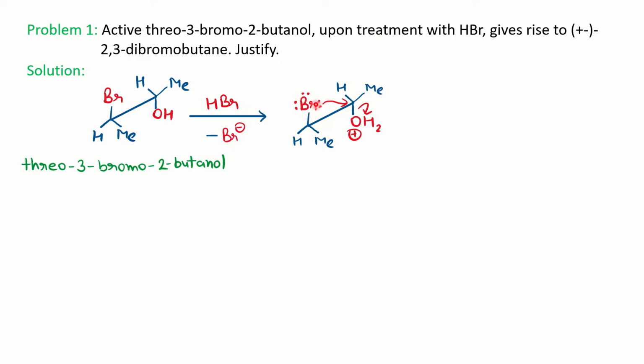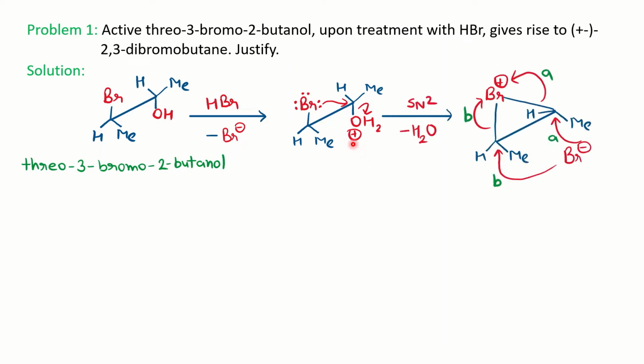So this bromine donates its electrons to this carbon and helps to release this OH2 from here and forms a cyclic intermediate. So this is the backside attack. So it is the SN2 mechanism with the loss of water. And you have a cyclic intermediate, the bromonium ion, right? And you have Br minus left here, which is acting as a nucleophile.